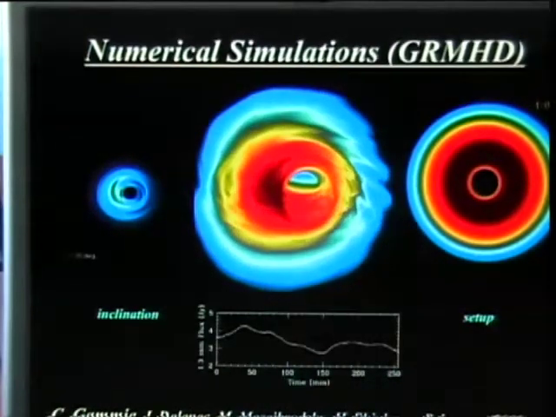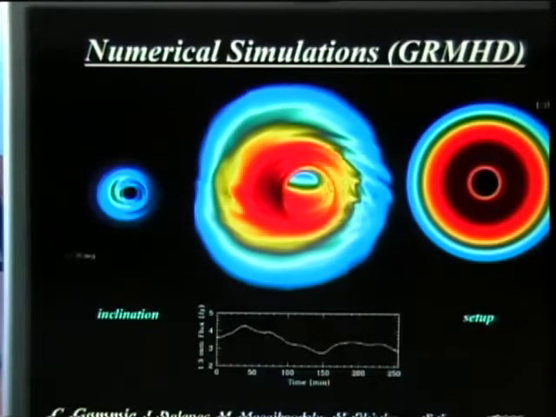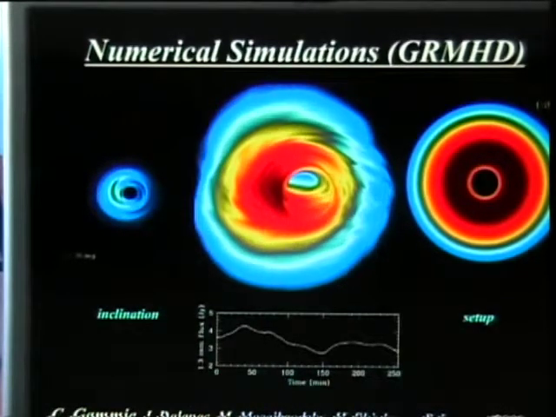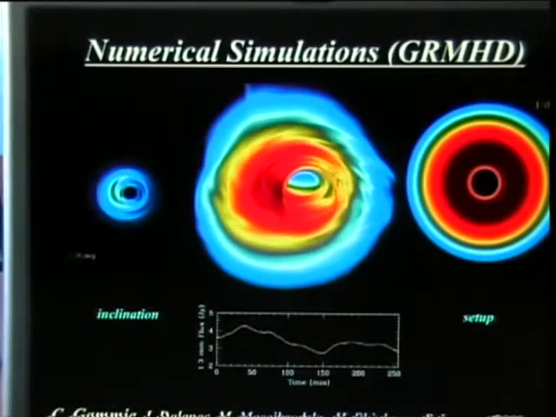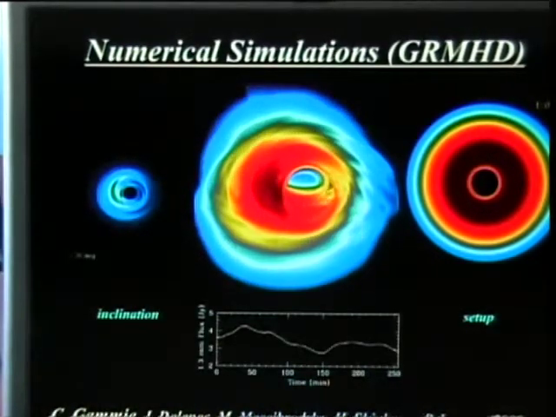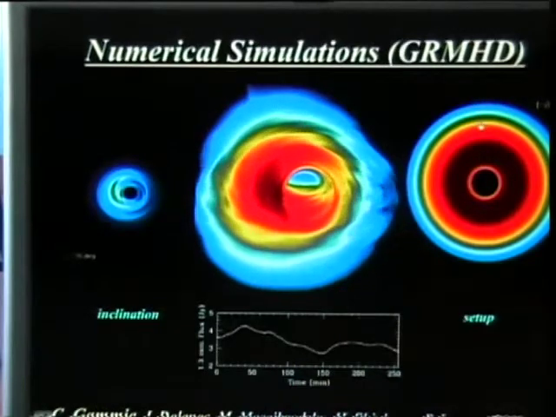The setup in sort of real space, not in the observer view, was a torus here. And let me show you how the gas accreted from that torus.